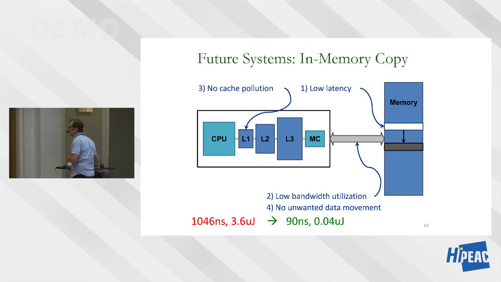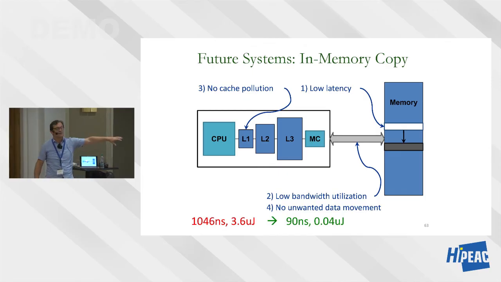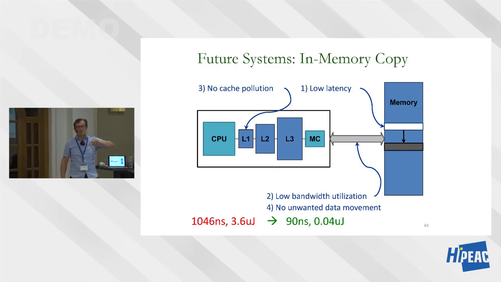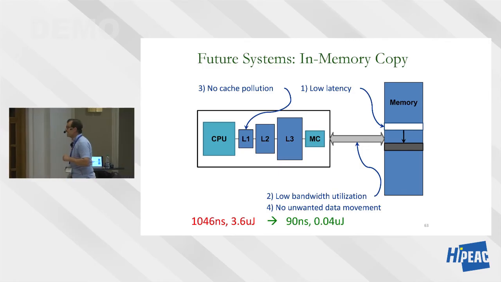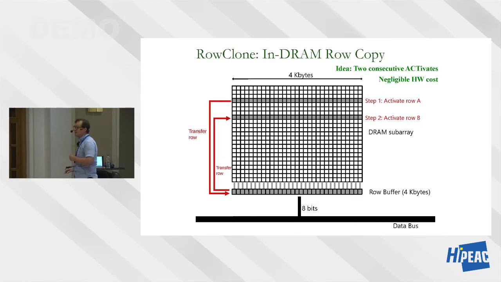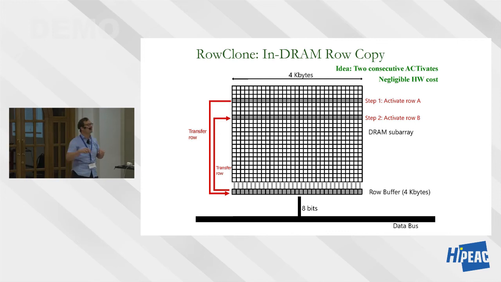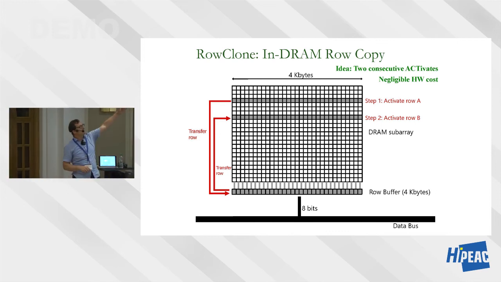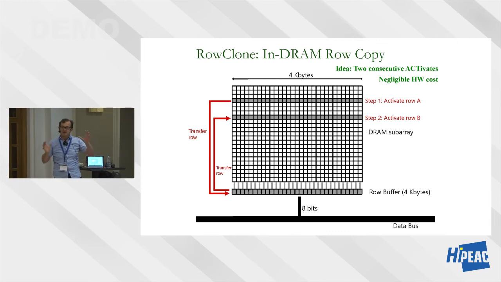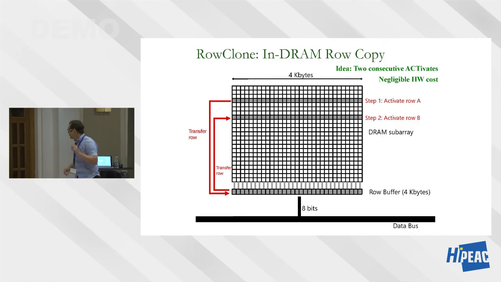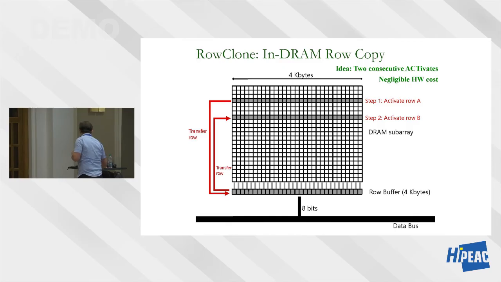And this basically takes that 1000 nanoseconds to only 90 nanoseconds and 3.6 microjoules to 0.04 microjoules. And the way to do it in DRAM is actually very simple. So let's go into the DRAM circuit level, low level structure. This is still the architectural level. I'm going to show you the circuit level later. But basically, if you look at a DRAM subarray, this is a part of DRAM, it consists of a bunch of rows. Each row can be 4 kilobytes. And there's a row buffer.